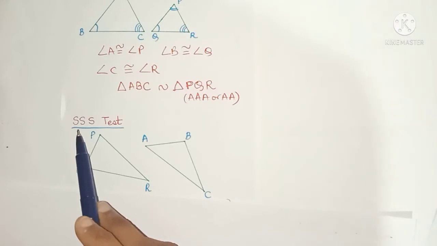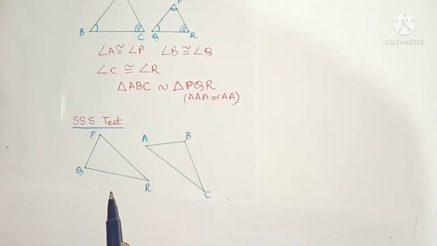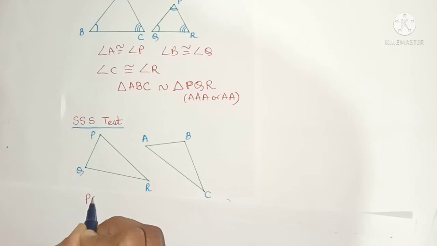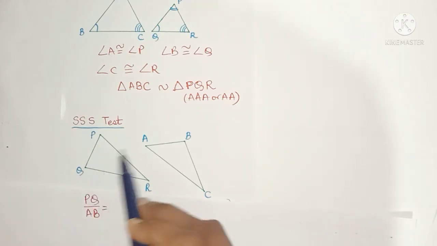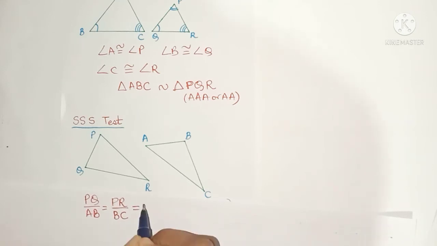Now the second test is the SSS test. So in this test, friends, again we have two triangles, say PQR and ABC, such that the ratio of PQ and AB. So just have a look, friends. We are dividing PQ by AB and we find that it is equal to the ratio of PR and BC, which is equal to the ratio of QR and AC.